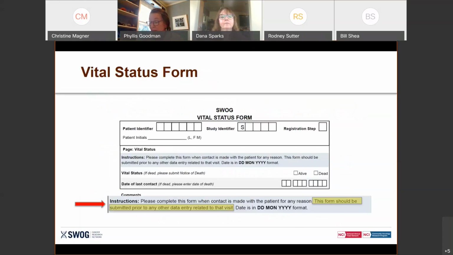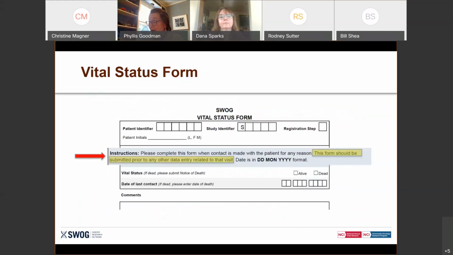The most important thing about the submission of this form is that it needs to be submitted prior to any other data related to this visit. It's critical because the submission of the form sets the last data within RAVE. And if a form is submitted with the date after the last contact date, a warning will be submitted. So the most important thing is this needs to be submitted first when you're going to enter data for a time point.